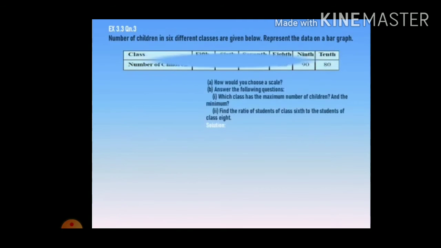Now let's move to the third question. The third question says that the number of children in 6 different classes are given below. Represent the data on a bar graph. So here we have the data. Now the first one is, how would you choose a scale? The second question says, which class has the maximum number of children and the minimum, and find the ratio of students of class 6th to the students of class 8. Right? Now let's see the solution.